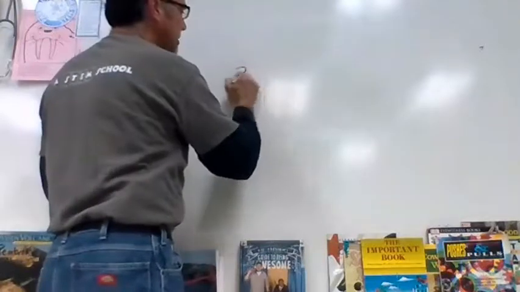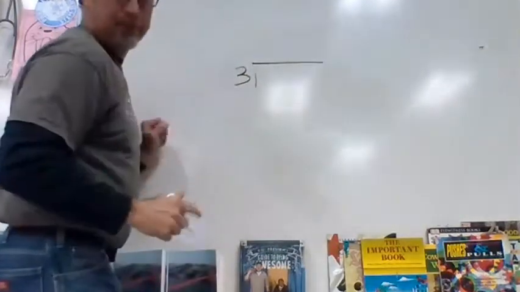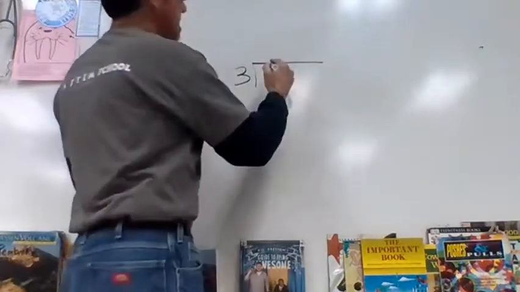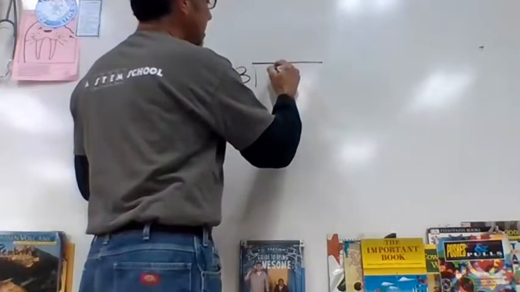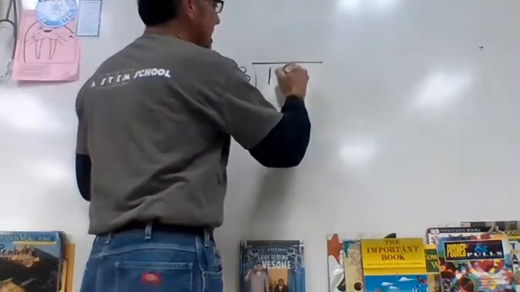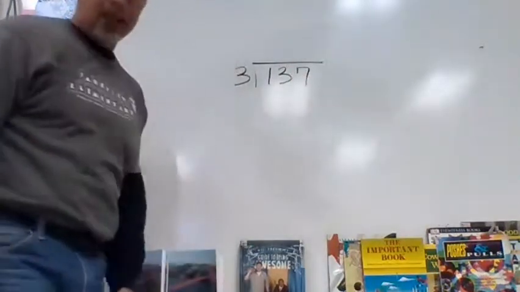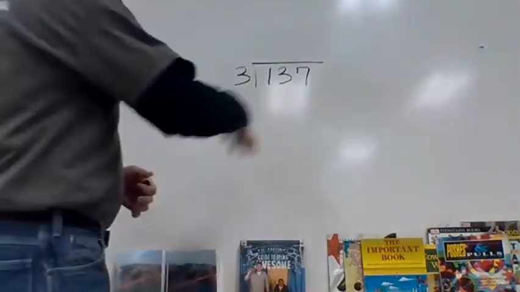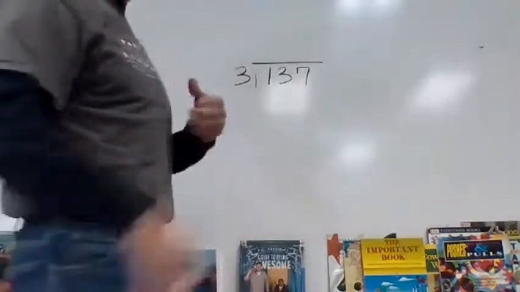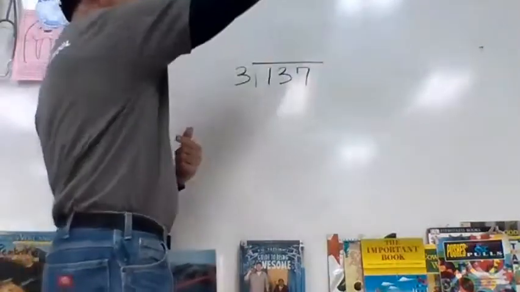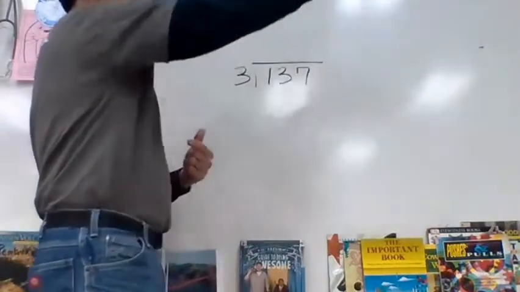Let's go 3. Let's divide. Let's just keep it simple on this one. Let's go 3 into 137. We're going to take 137 divided in 3 parts. Again, you could guess. You could say, well, 50, that's 150. It's too big. So my quotient's not going to be 50 because that's 150.